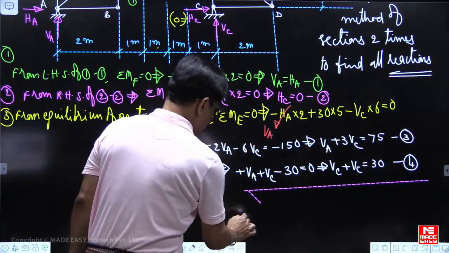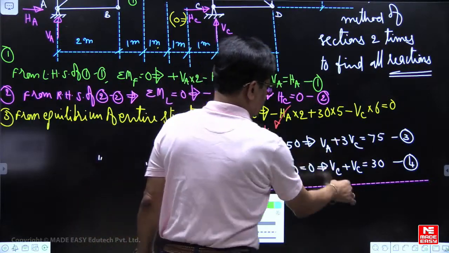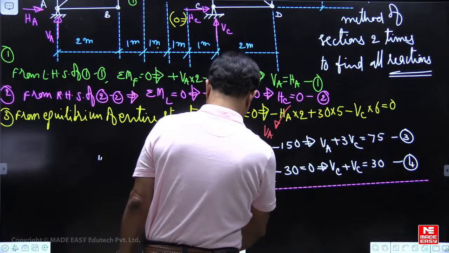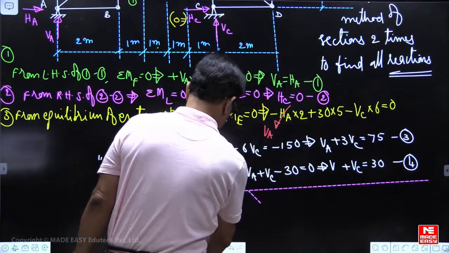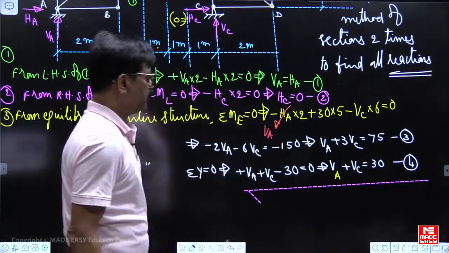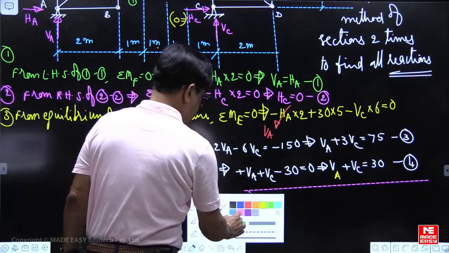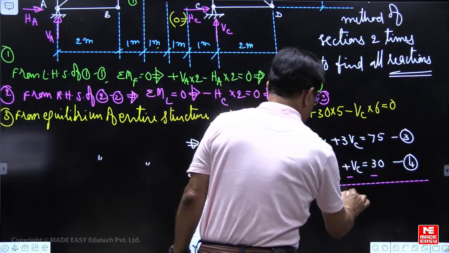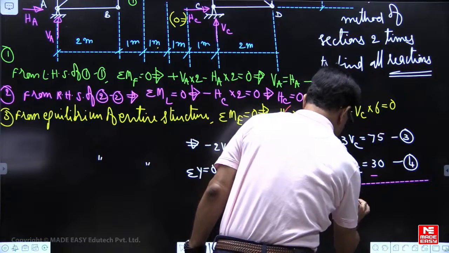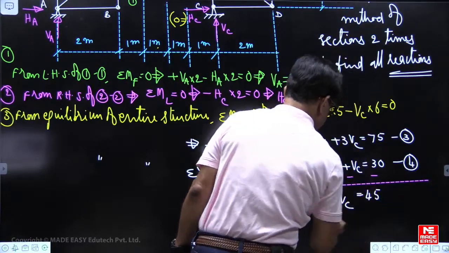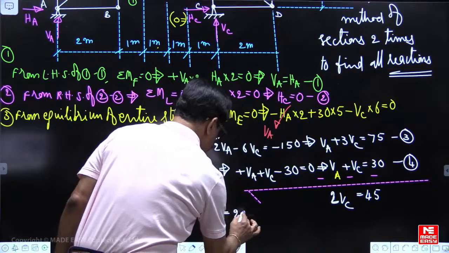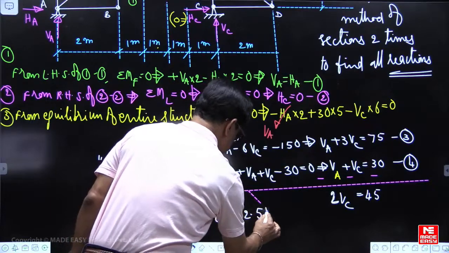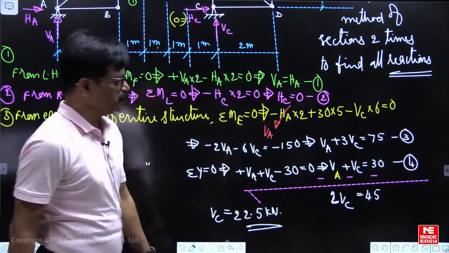So if I take from this one, VA cancels, this is VA plus VC. So subtract them, minus, minus, minus. So you will get 2VC is equal to 45. So VC you will get 22.5 kilonewton.